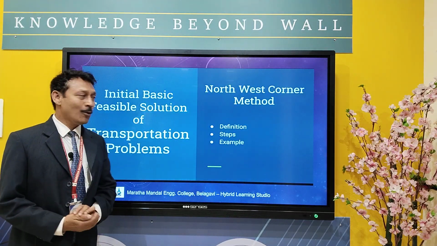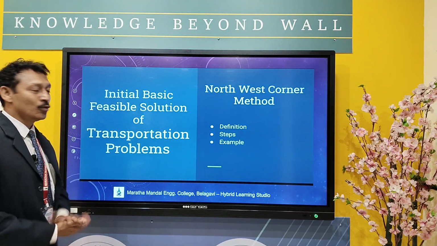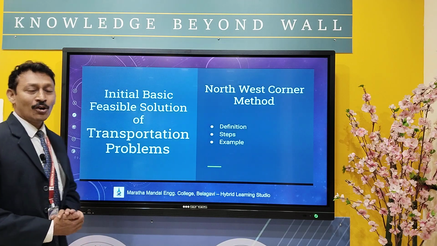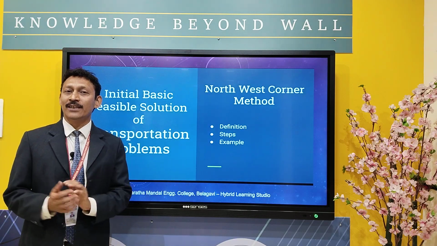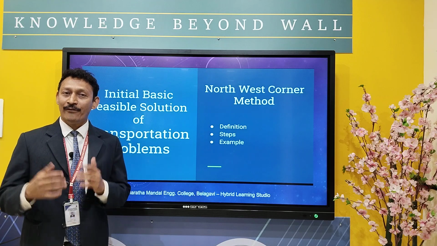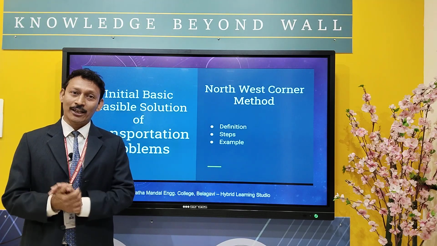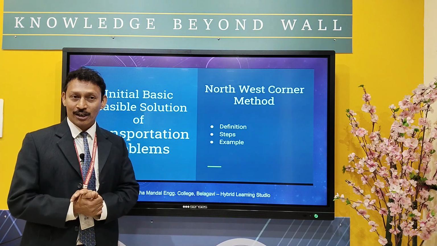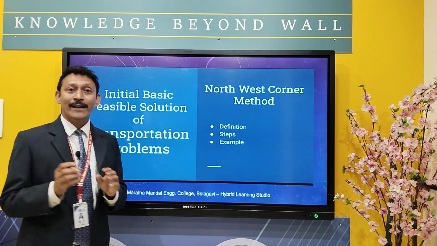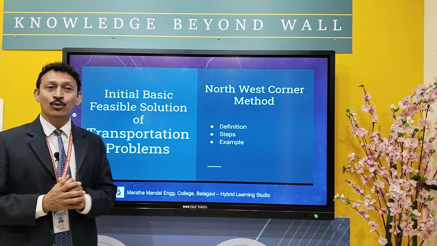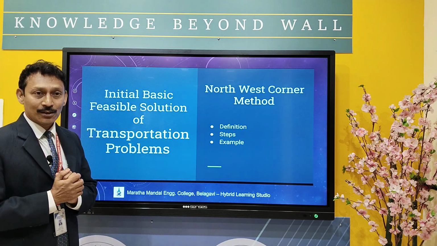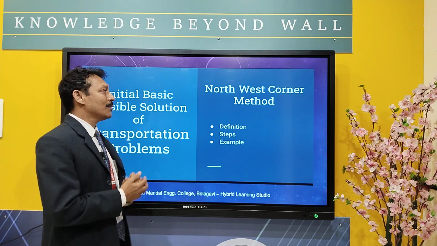Today we will solve one problem on the initial basic feasible solution of the transportation problem. So what is transportation? Transportation is nothing but the transfer of goods from one factory to another factory, one city to another city, one state to another state, or one country to another country. For that purpose we require some cost. So how to minimize that cost? For that purpose these transportation models are there.